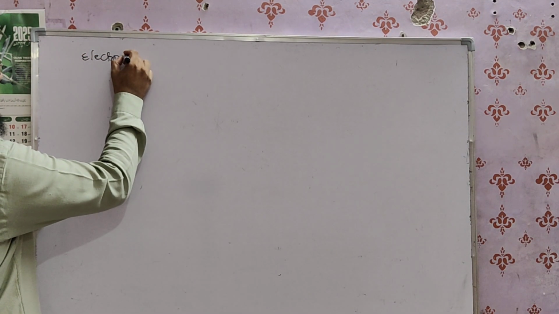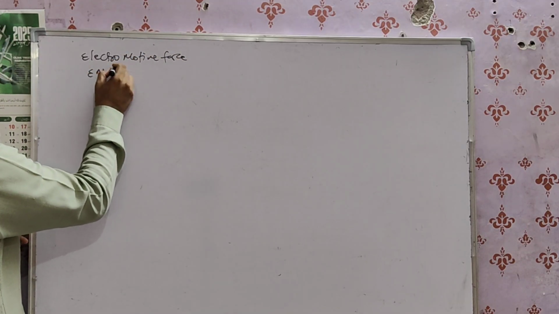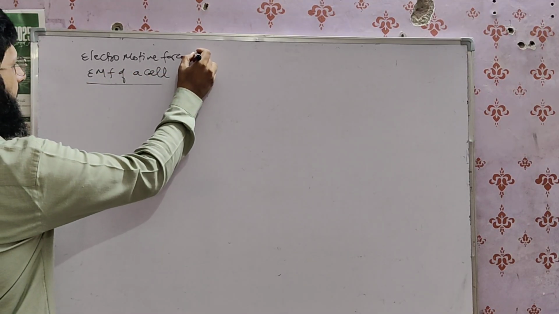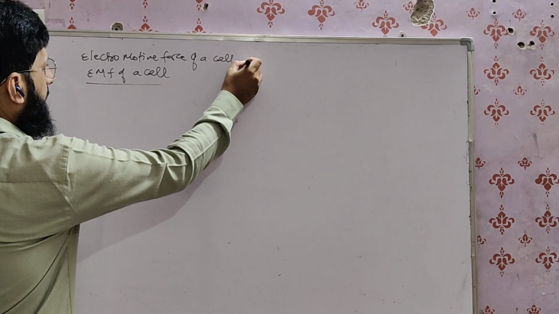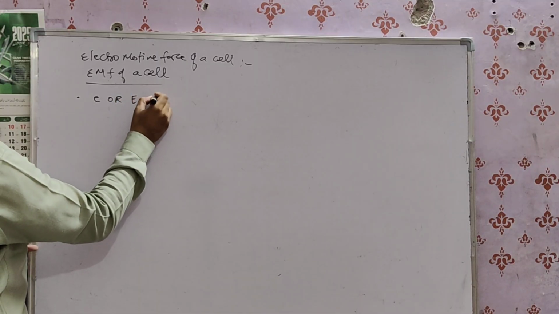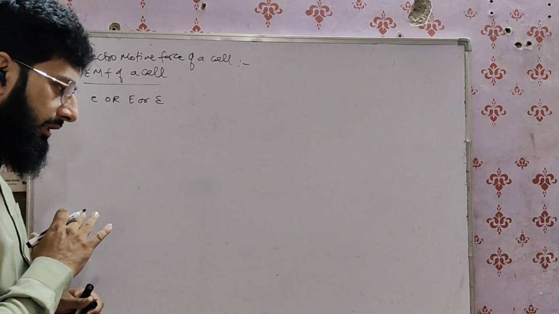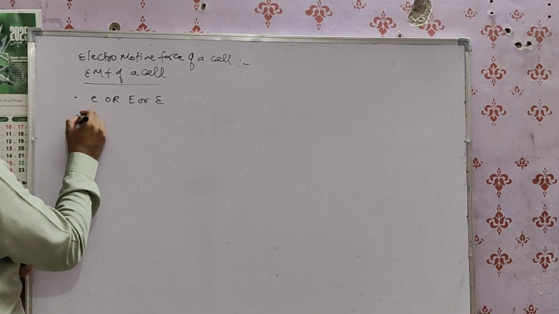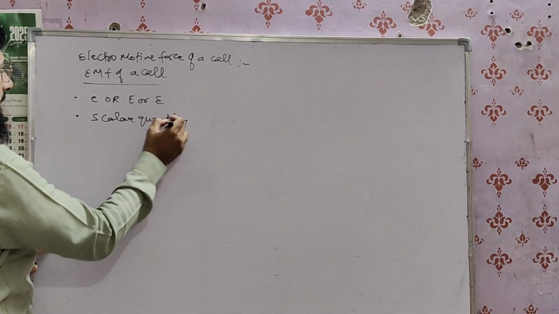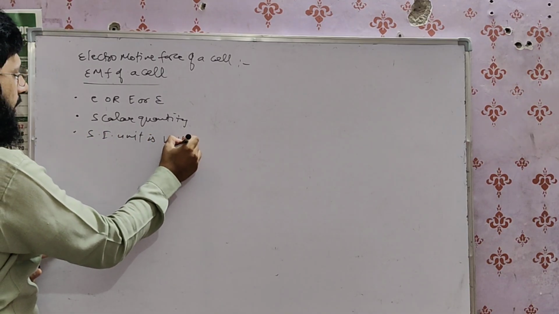So first of all, we are going to learn about the first definition, that is called electromotive force. Electromotive force in short is called EMF of cell. It is denoted by small e or capital E. These all are English letters. It is a scalar quantity and its SI unit is volt.